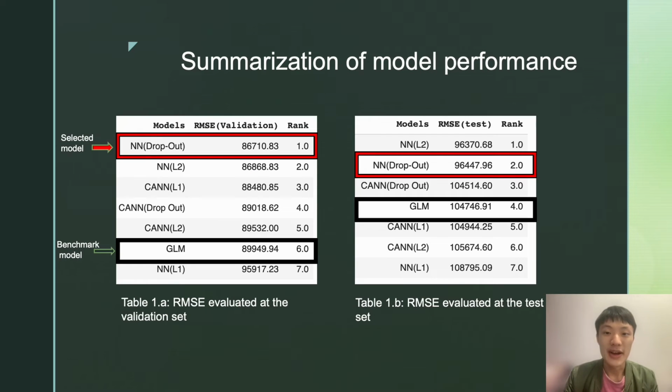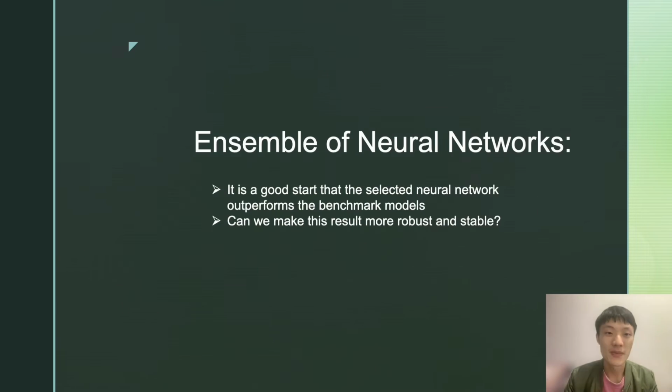Table 1a shows the validation loss for each model after tuning. All networks, except for the L1 regularized networks, outperform the benchmark GLM. The neural net with dropout layer has the lowest validation loss, and so it is selected. Table 1b summarizes the test loss. Our selected model still outperforms the benchmark GLM. Although it slightly outperforms the L2 regularized network, the difference tends to be small. Up to now, we can see that the selected network outperforms the benchmark, which is great.